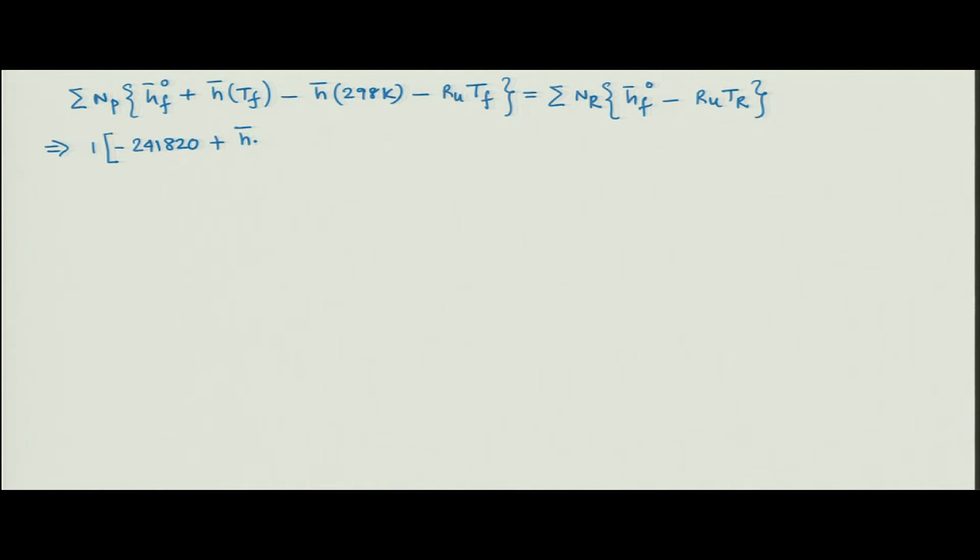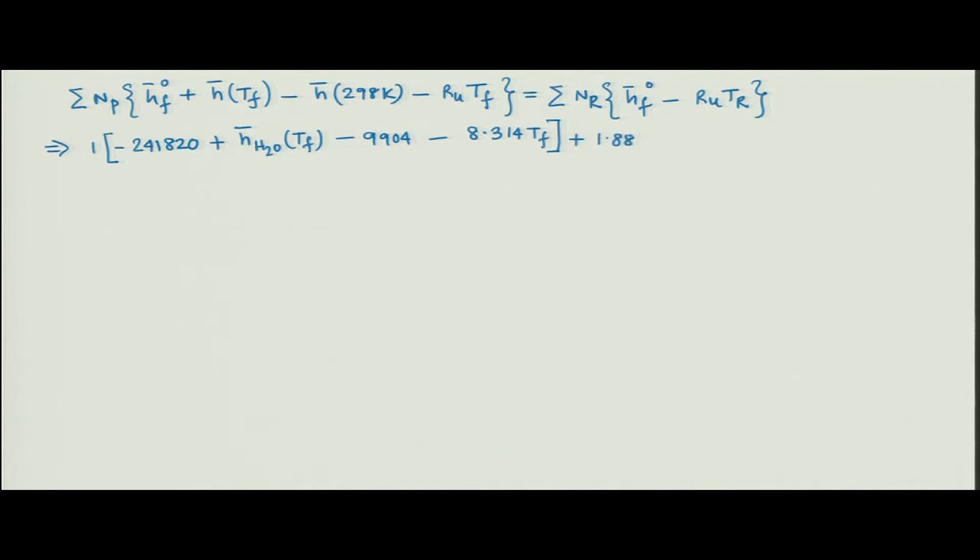So, let us say this is the enthalpy of water at Tf, and now you have enthalpy of water at 298 Kelvin, that I have written already in the table, that is 9904, and here Ru times Tf. So, Ru is the universal gas constant, which is 8.314 kilojoule per kilomole Kelvin, multiplied by Tf. Now, Tf is unknown. Okay. So, that is for the H2O. Now, we have to see what will happen to the nitrogen. Okay. So, nitrogen is also present.